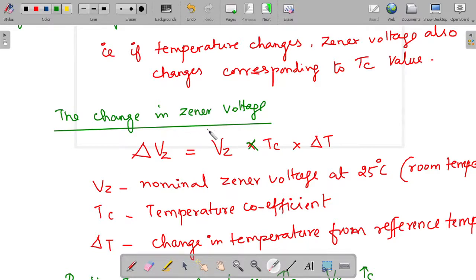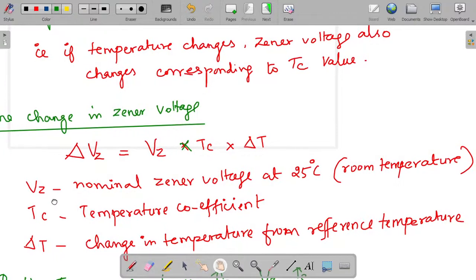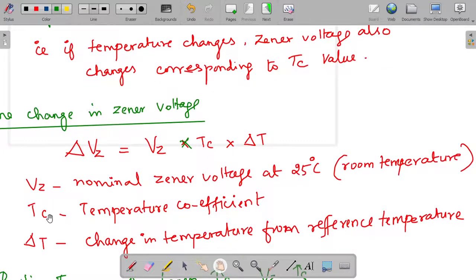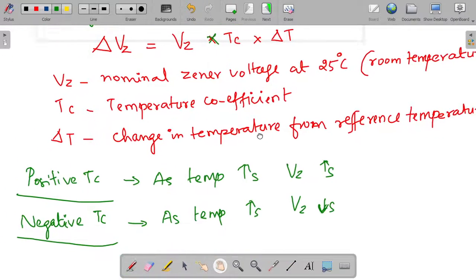So if you want to find out how much change will be there for the zener voltage, then we should know the nominal zener voltage multiplied by the temperature coefficient, multiplied by the change in temperature. Vz is the nominal zener voltage at 25 degrees centigrade. This is important: at room temperature, what is the value of the zener diode voltage? Then Tc is the temperature coefficient. Then del T, del means change, is the change in temperature from the reference temperature.